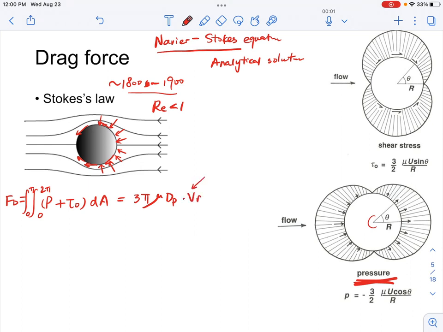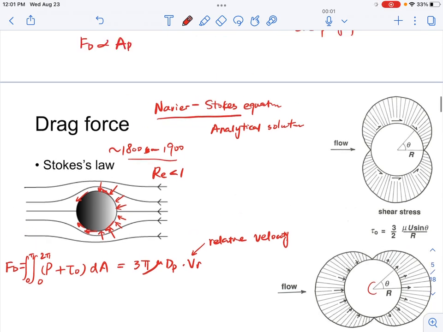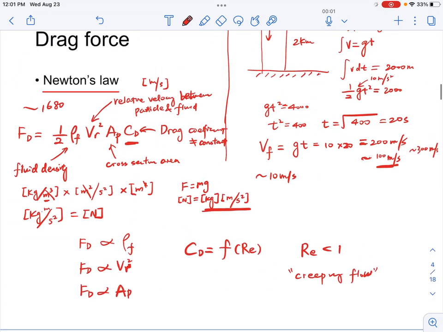equals 3 pi mu dp multiplied by Vr. Again, this Vr here is the relative velocity between the sphere and the fluid. This is a very elegant equation that describes the drag force under the laminar flow region, or the creeping flow region. Newton's form actually applies; it's just that people didn't know what the drag coefficient was at that time.